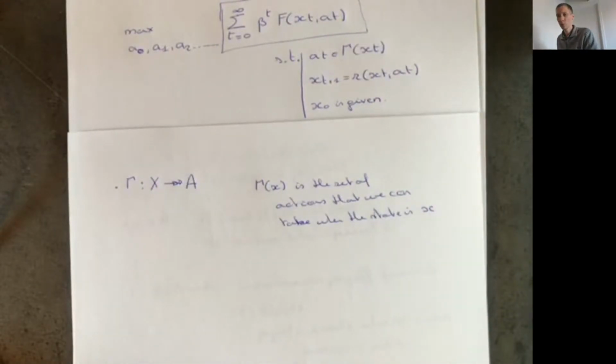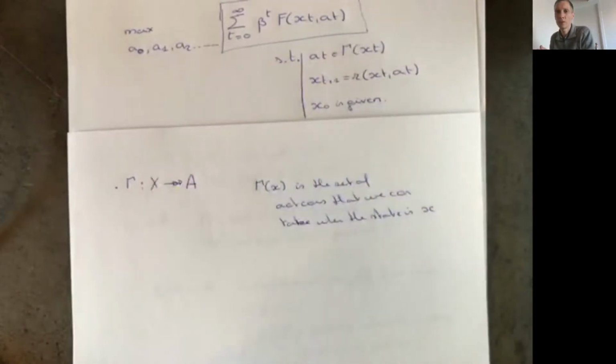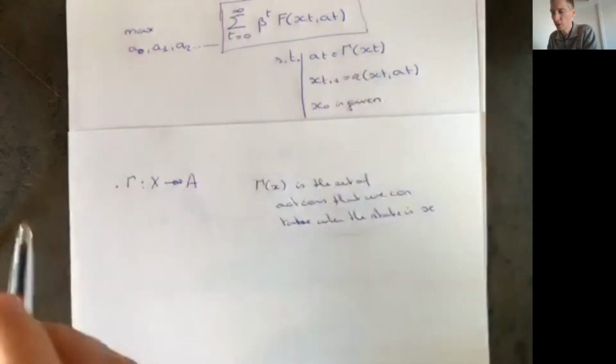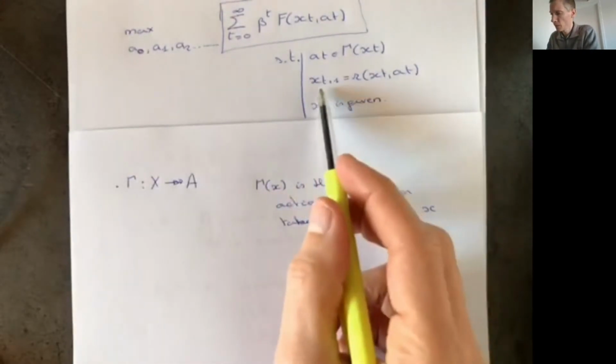Okay, so dependent on the state xt, it might be that you can take different kinds of actions. Some actions may not be available because today it's raining. Some actions may be available when it's raining and not when there's sun. Okay, so this is the first constraint. So in some cases we're limited on the actions that we can take.